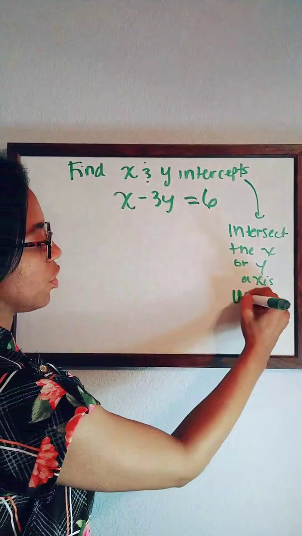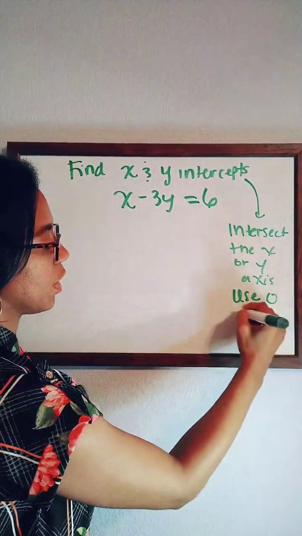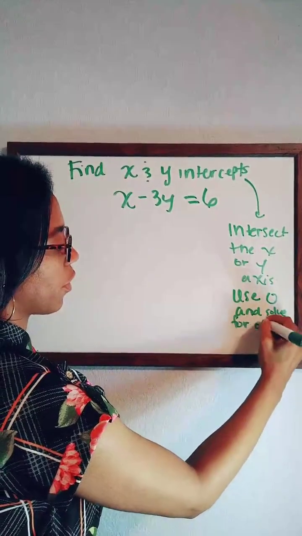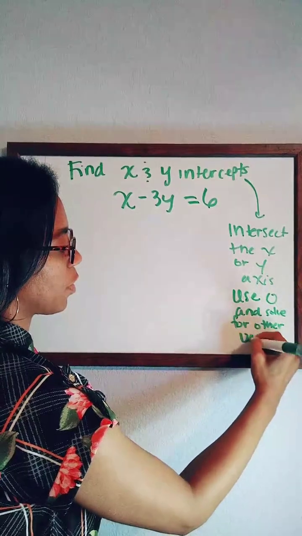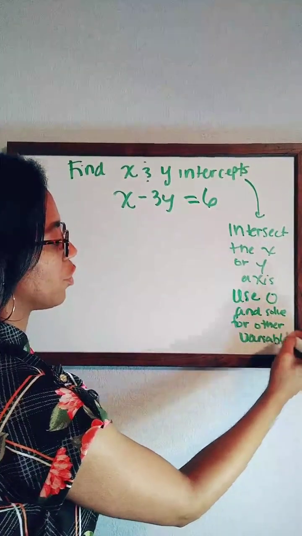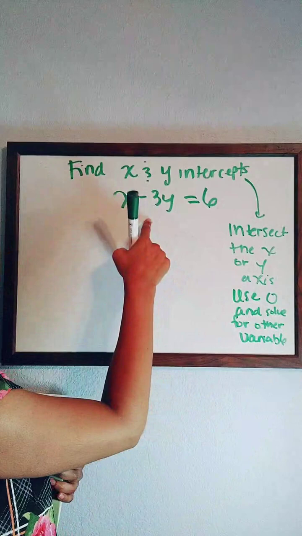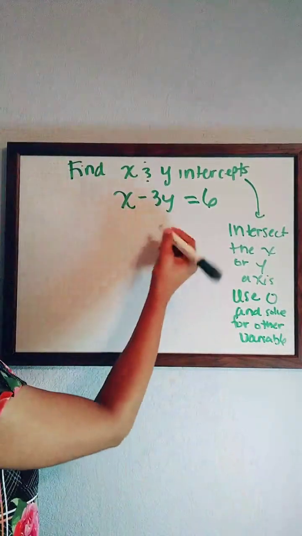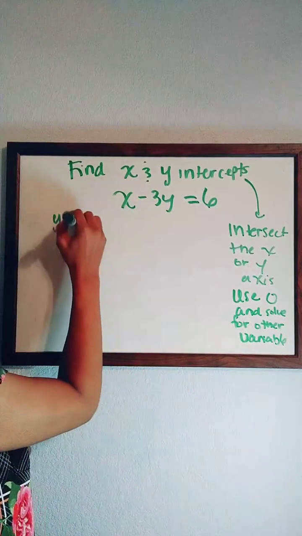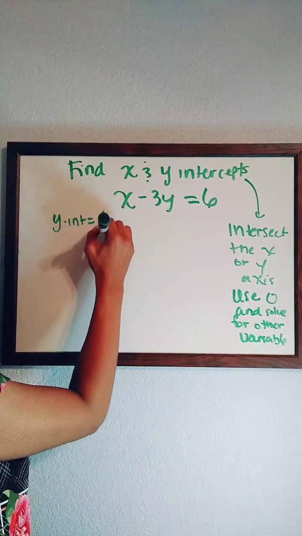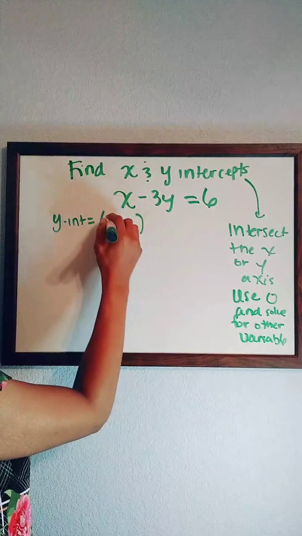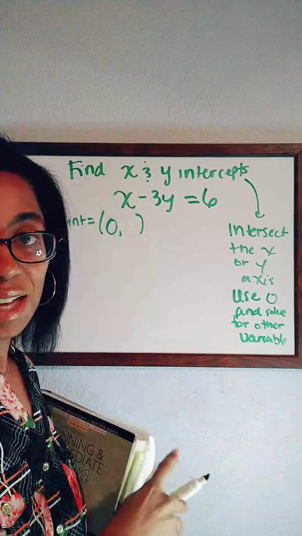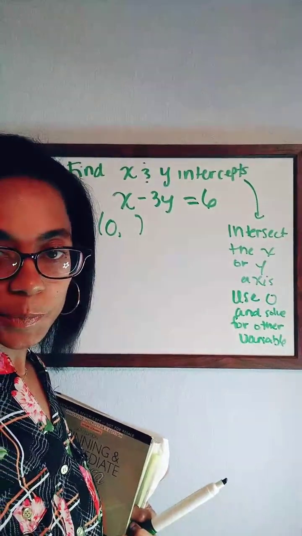So we always use 0 and solve for the other variable. So for instance, we're going to find the y-intercept, right? If I'm looking for the y-intercept, we're going to have to put in a 0 for x, because I need to see where that graph is going to intersect that axis.